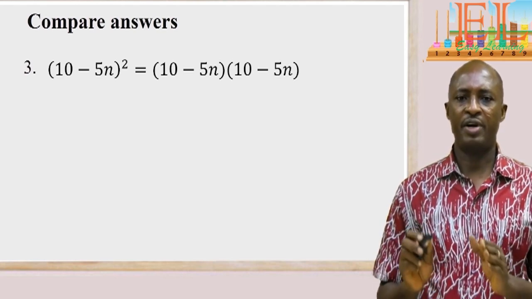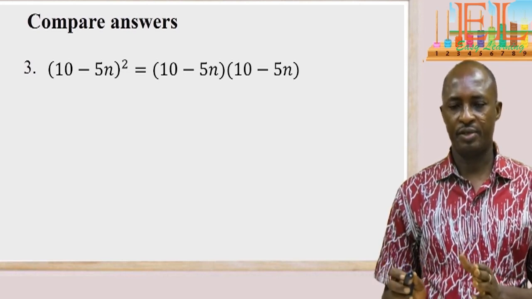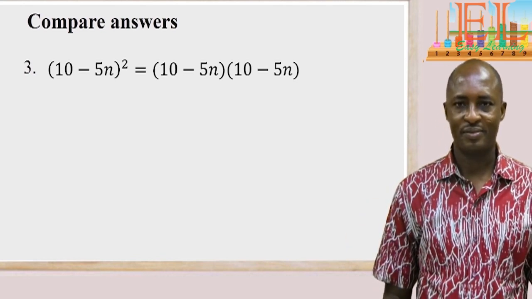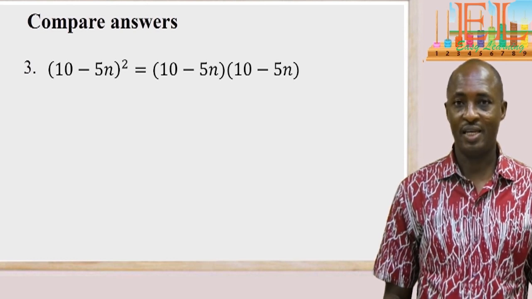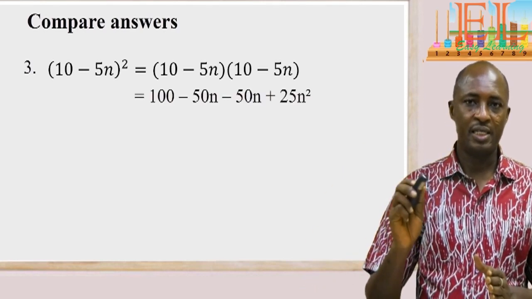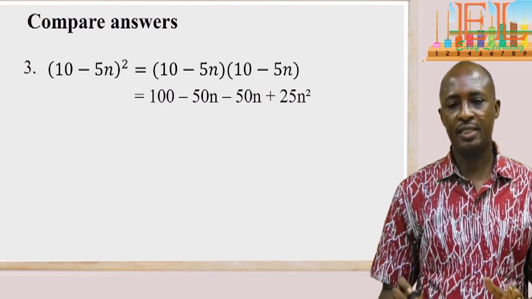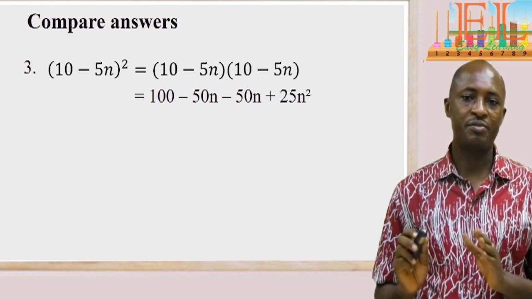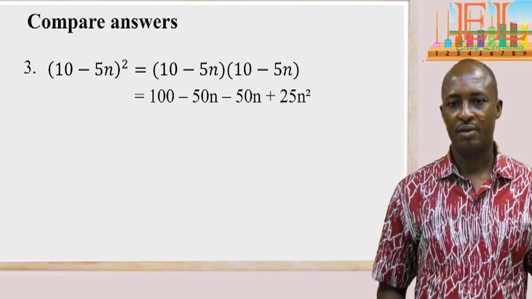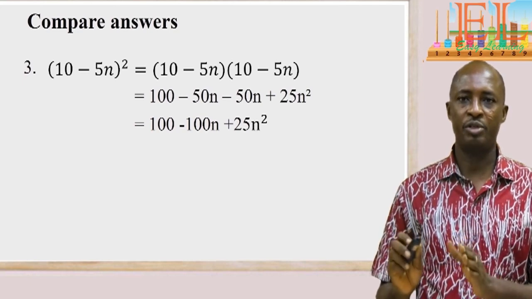So 10 minus 5n all squared can be written as 10 minus 5n times another 10 minus 5n. And here, I take 10 to multiply the second bracket. I also take negative 5n to multiply the second bracket. That will give me 100 minus 50n minus 50n plus 25n squared. Finally, I'll get 100 minus 100n plus 25n squared.